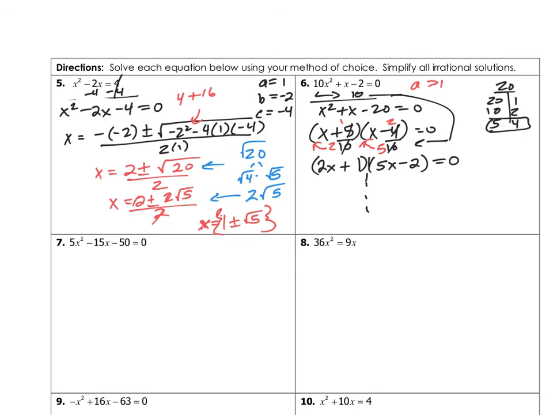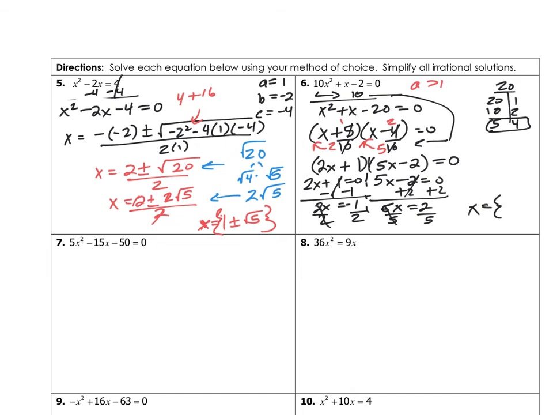Okay. Draw your dotted line, set each one equal to 0. Add 2, subtract 1. 2x equals -1. 5x equals 2. And then divide by 2. Divide by 5. x equals -1/2, 2/5.